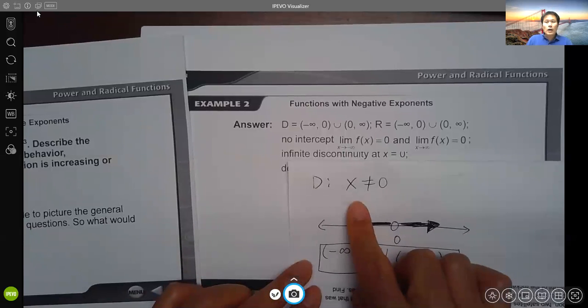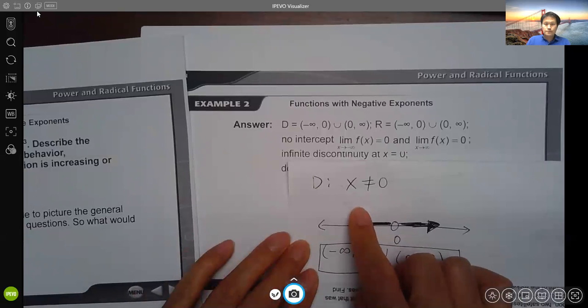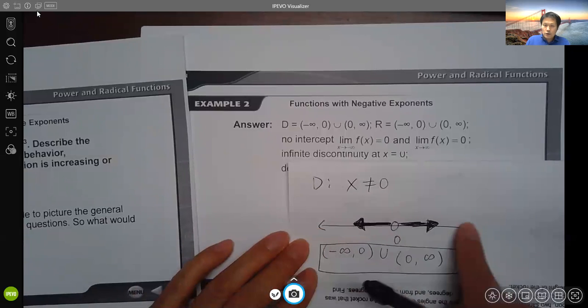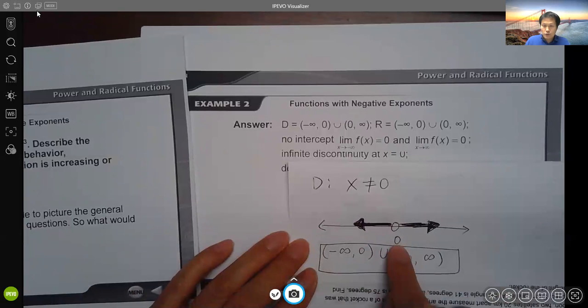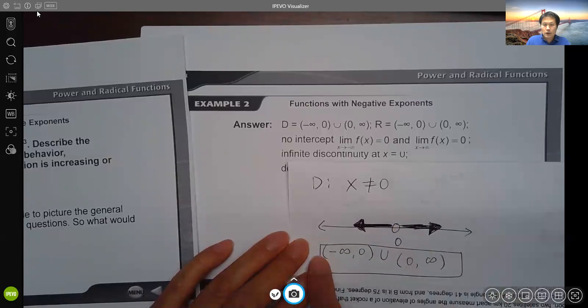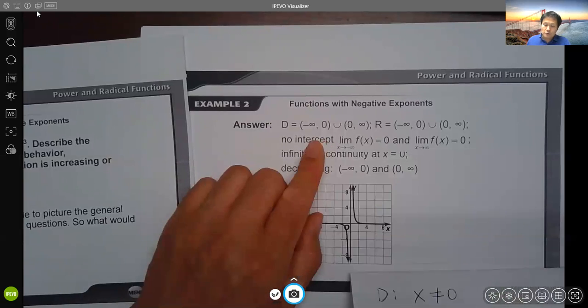Okay? You have to write that in interval notation though. So you can write a number line like that, just like a previous question. X cannot equal 0. It can be anything on the left, anything on the right. So this is how you write interval notation for the domain.